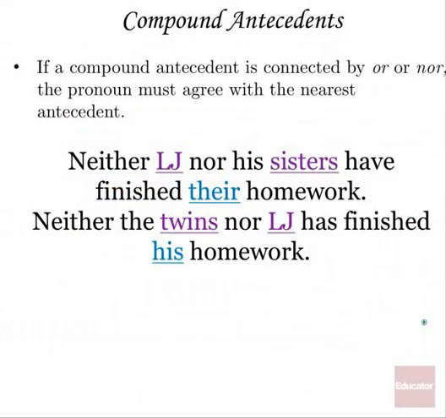All right. If the compound antecedent is connected by or nor, the pronoun must agree with the nearest antecedent. Now this, of course, assumes that we don't have a gender issue, which we just covered. Neither LJ nor his sisters have finished their homework. Now I know I just said you can't use their in a mixed gender situation, but their is actually replacing sisters, which is plural, so we can get away with it. Aren't we sneaky and clever? Neither the twins nor LJ has finished his homework. This would assume that the twins are both male.